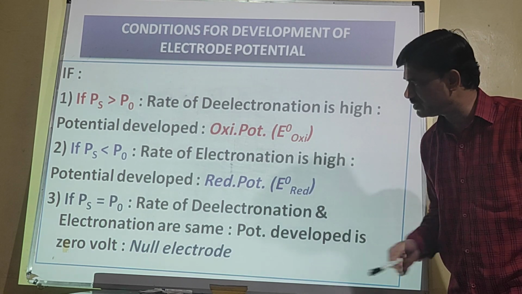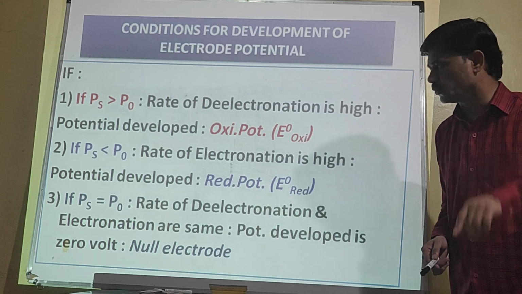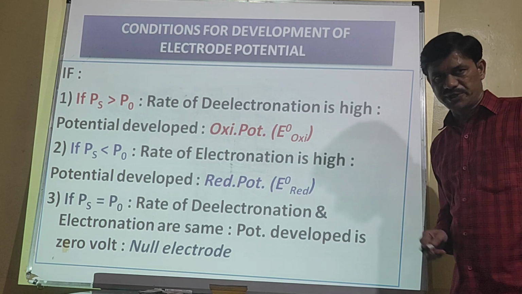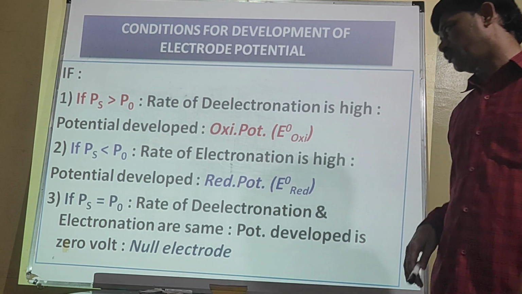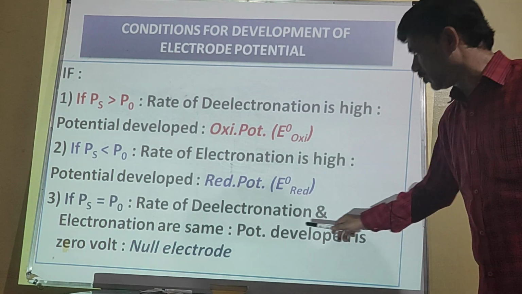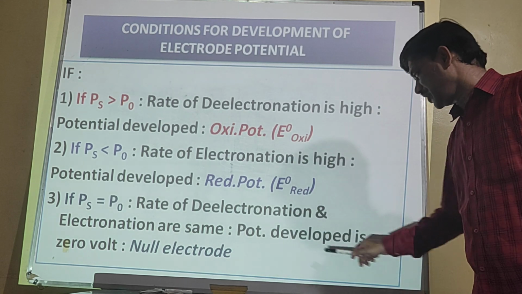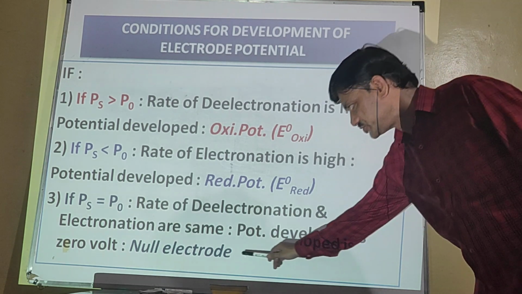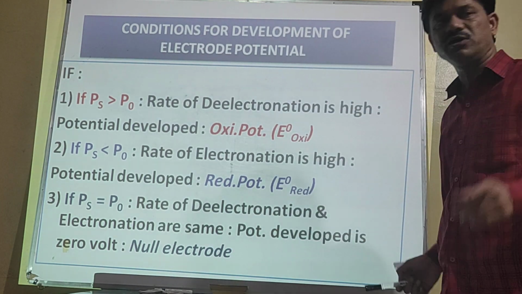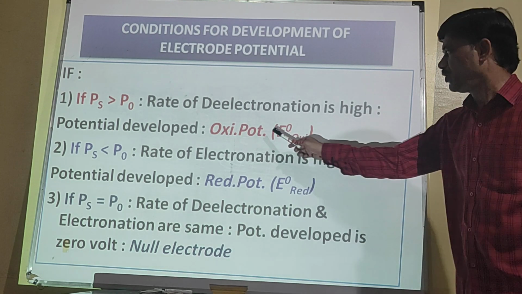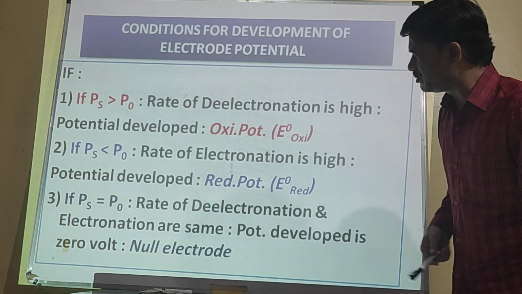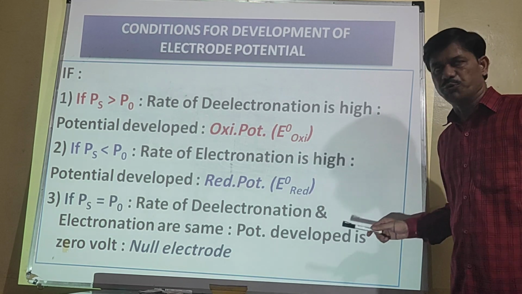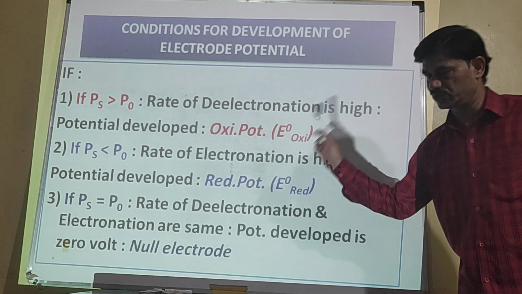And just as we considered here, what is third case? If solution pressure equals osmotic pressure, then what happens? These two phenomena, which ones? De-electronation and electronation. The rate of these two phenomena becomes same and potential developed will be 0 volt, and such assembly is called as which electrode? Null electrode. So remember, PS greater than P0, oxidation potential, PS less than P0, reduction potential, and PS equal to P0, 0 potential developed, that is null electrode.